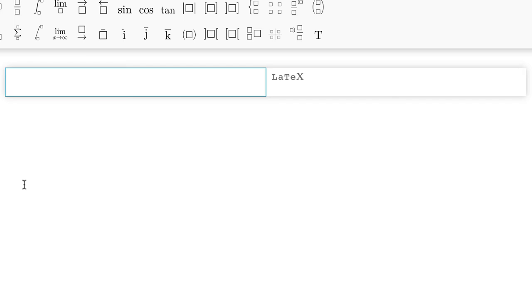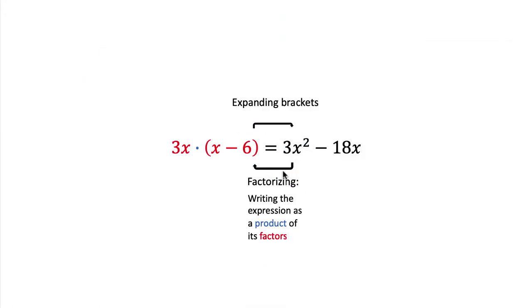We can factorize numbers too if we wanted. If we, for example, wanted to factorize the number 6, so express that as a product of its factors, we could express it as 2 times 3. That's easy. But now we're doing the same thing for expressions. Let's have a look at some examples.